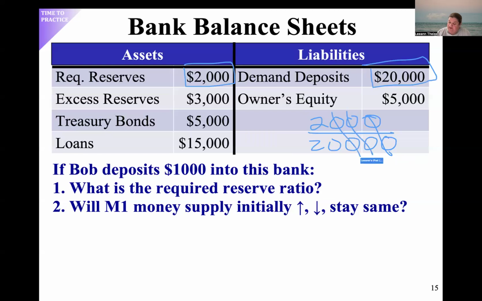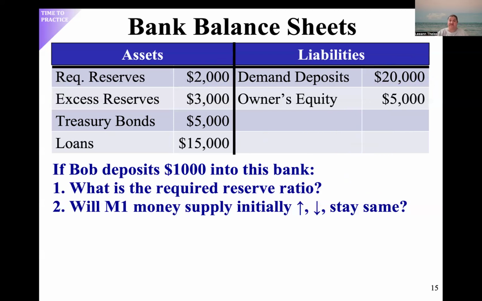And we can cancel zeros and we're left with 2 over 20, which we know reduces down to 1 over 10, which means that the required reserve ratio for this bank is 10%. You might have looked and said, Miss Thies, I know I can just take my decimal and move it over one. And now I have $2,000, and that means 10%. However you get there is how you get there. There are lots of ways to get there, but I do want to show you the fundamental math behind it. Okay, so first answer, the required reserve ratio is 10%.